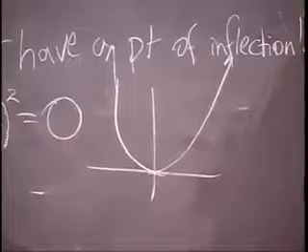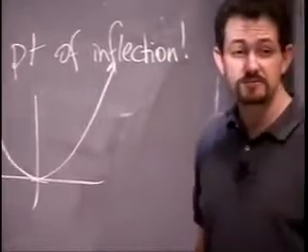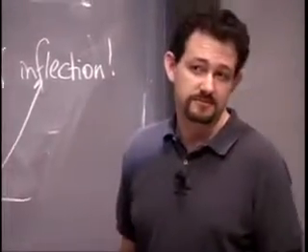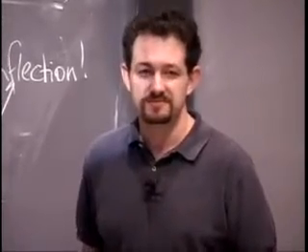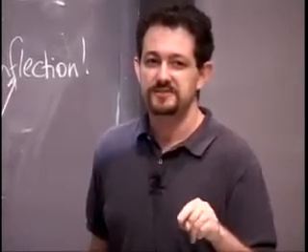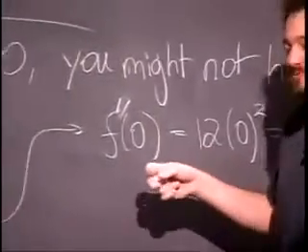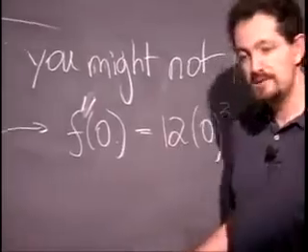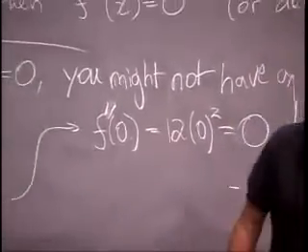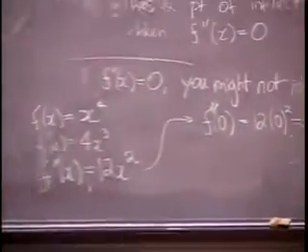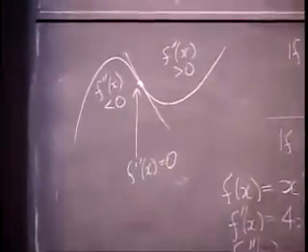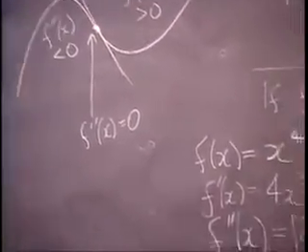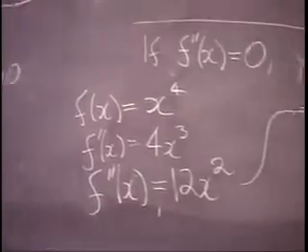Second derivative 0, you might have a point of inflection. You might not. But if you do have a point of inflection, you know the second derivative is 0. That's how it works. So if you do want to find points of inflection, by all means, find the zeros of f double prime, but do not assume that they are points of inflection. They are just candidates for points of inflection. We're going to be looking at more of that next time when we do graphs.